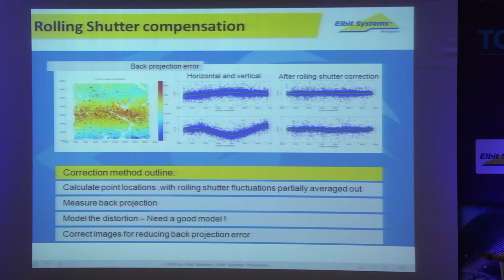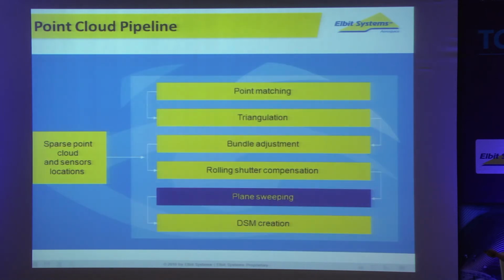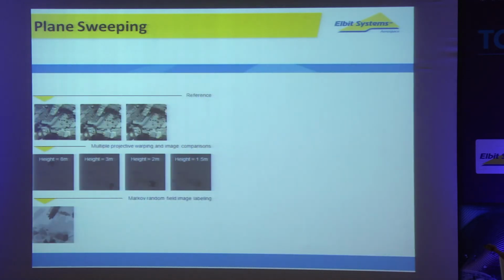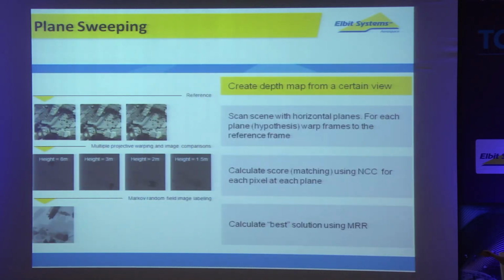And we can fit the parameters of the model for each image and then correct the images, so we are quite ready for our next steps of creating the dense point cloud. So the next step would be plane sweeping, which is also a common technique. We want at this step to create depth maps from a few viewpoints around our circle.